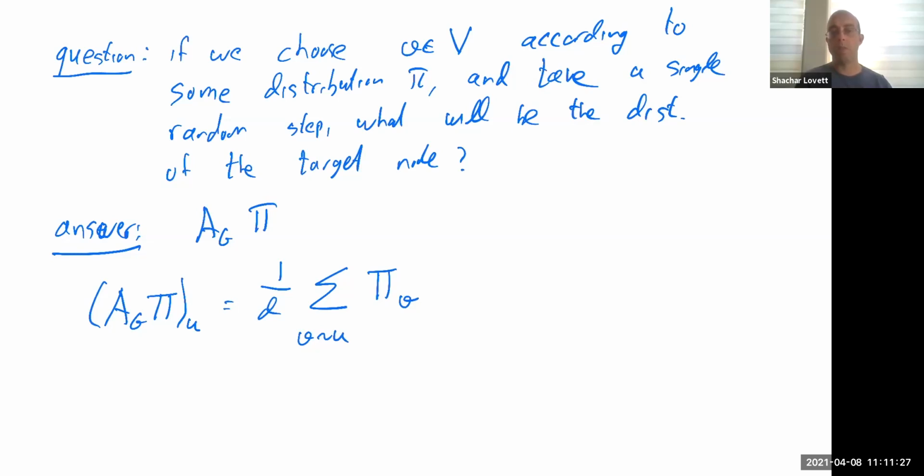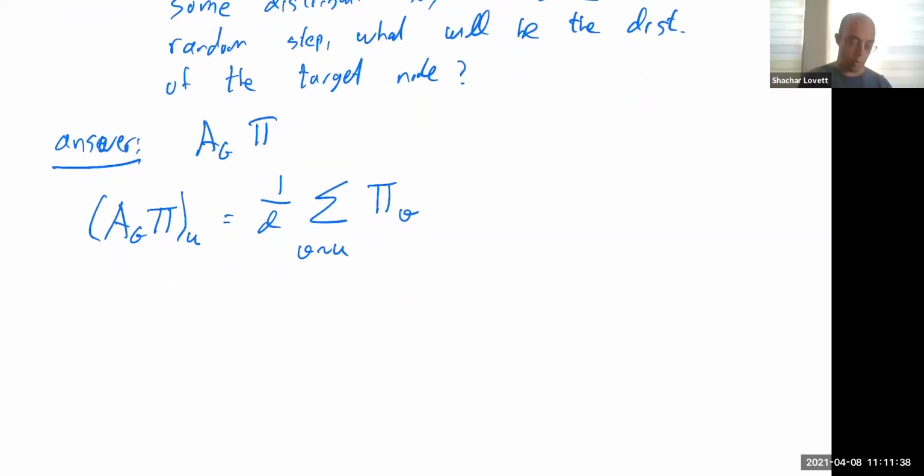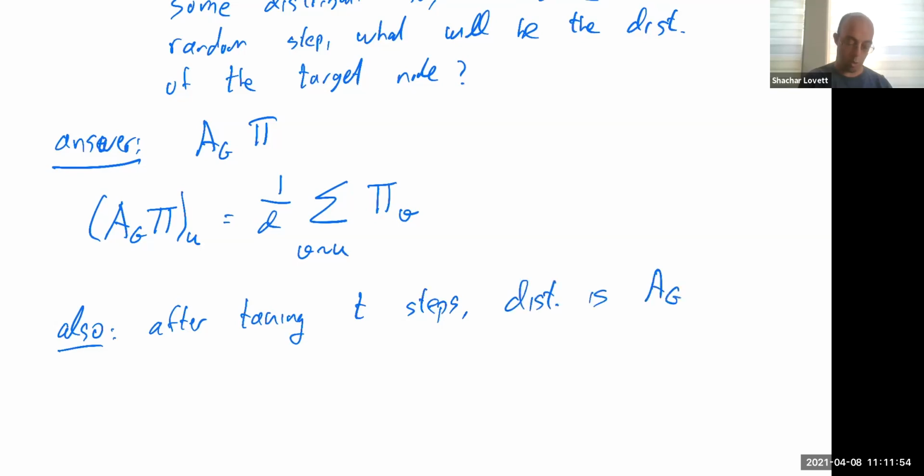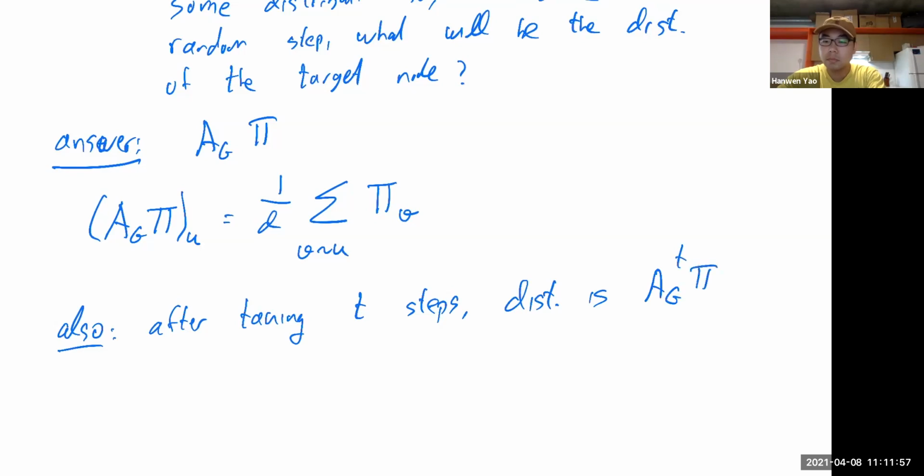And so first, let me see if there are any questions on that before we start discussing properties of this random walk. No. So let me also remind you, also just applying recursively, after taking T steps, the distribution is going to be A_G to the T times pi, right? Just by induction. So taking a high power of A_G corresponds to taking many steps in this expander.